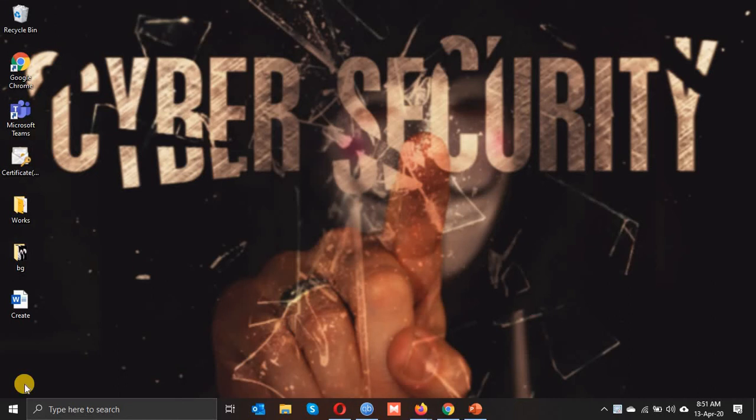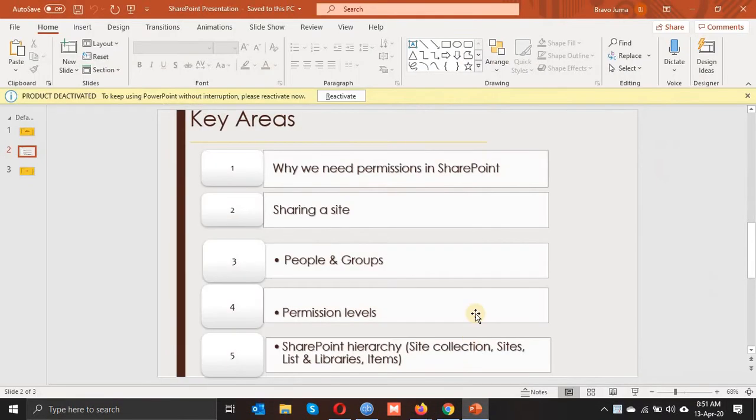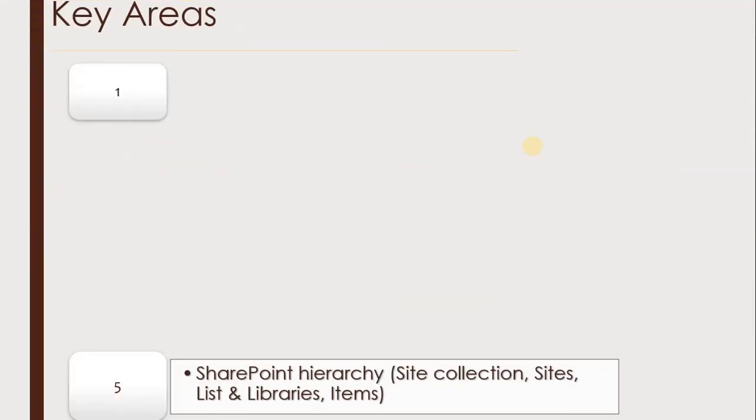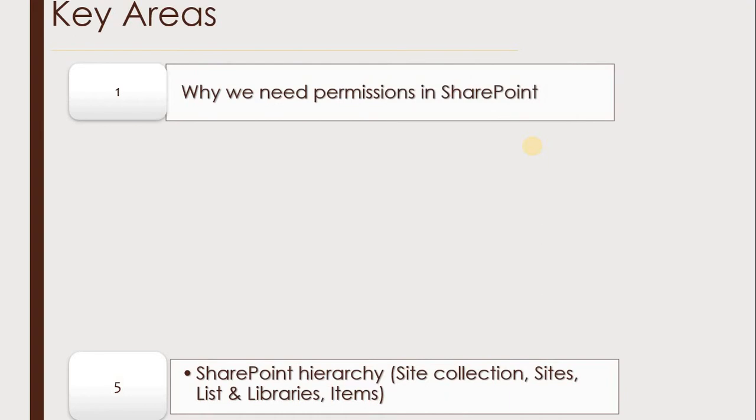Hello guys, in this video we are going to learn about permissions in SharePoint. Why do we need permission in SharePoint? Permission is just to restrict somebody from accessing a certain resource in a SharePoint site. For example, restricting somebody from accessing the sites, the items, the documents.